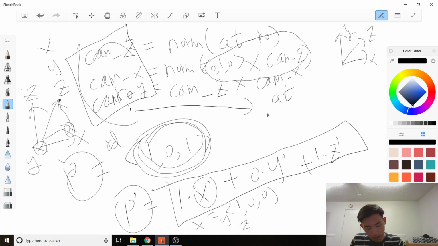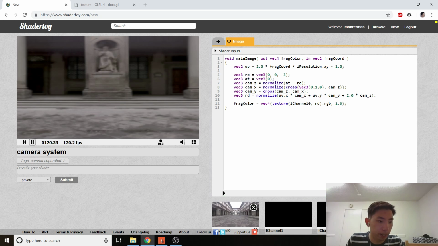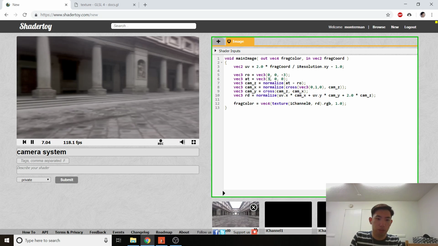Ray direction, as I said, we will multiply each element in ray direction with each of the orthonormal axes in the local system. So we're still going to have a normalized ray direction, but uv.x will now be multiplied with cam.x, uv.y with cam.y, and 2.0 is going to multiply with cam.z, and that's the new ray direction we have. Doesn't really change. Well, it will change when we change the focus of the camera. Let's say we look to the right a little bit. So 1, 2, 3, 5.